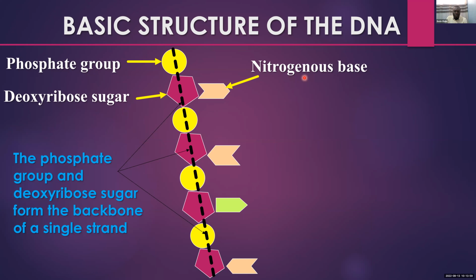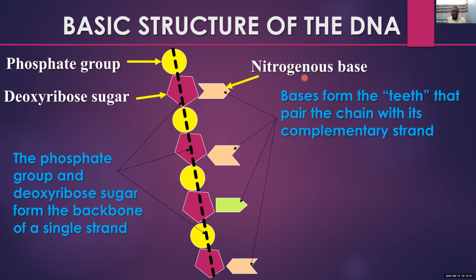The nitrogenous bases, on the other hand, form the teeth which the strand is going to use to pair with the other complementary strand. So the other complementary strand will also be looking like this, with these bases facing one another so that the bases can pair. The nitrogenous bases are the ones which are used for pairing.